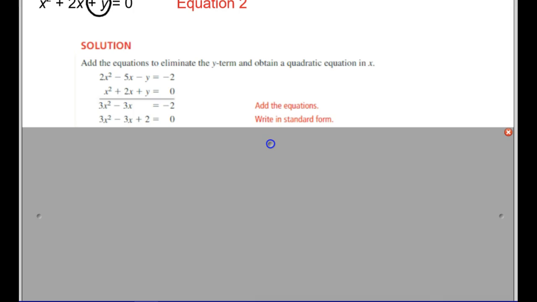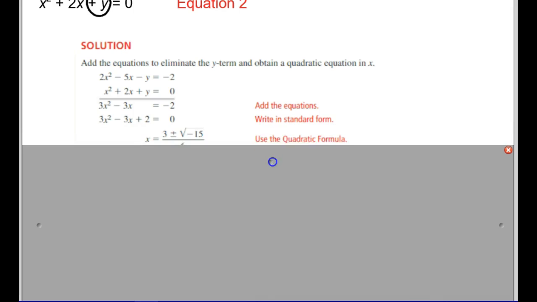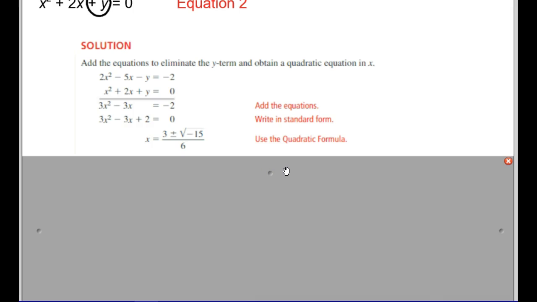So again, I just have a quadratic, so I want to write it in standard form, get everything to one side. If I don't want to factor that, I can use the quadratic formula, which is what I do here. I generally don't like factoring anything with a value greater than 1 in front of my x squared term. It just makes it funky. So we're going to use the quadratic formula.